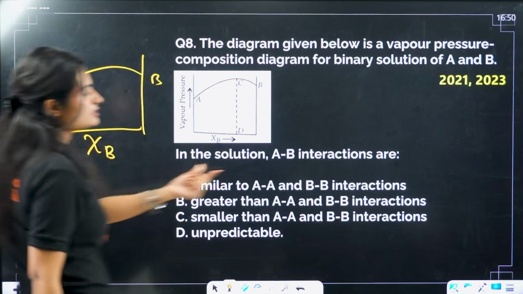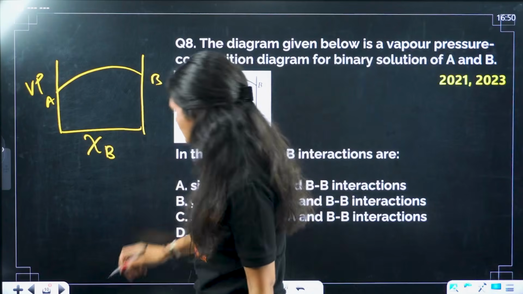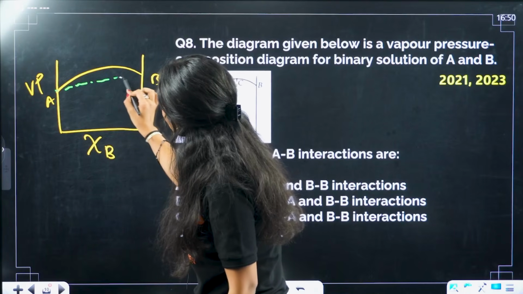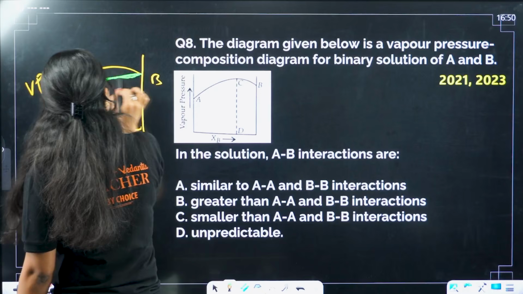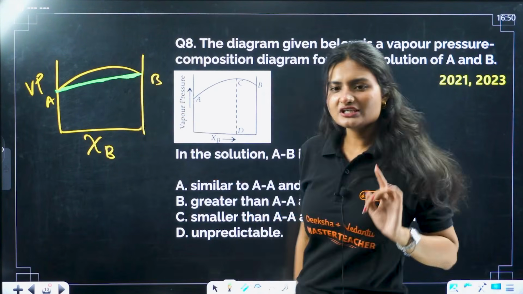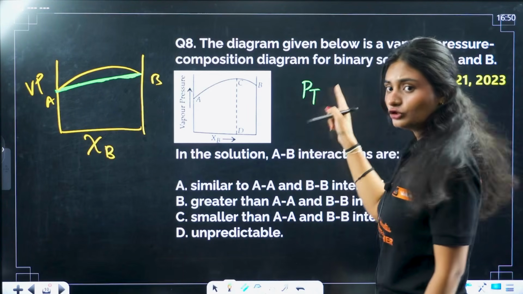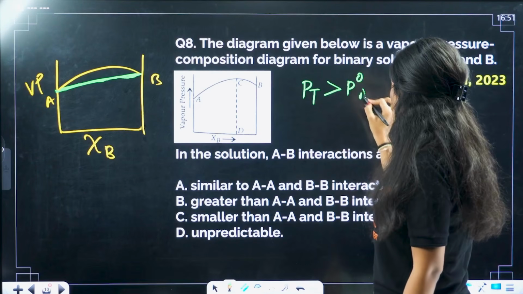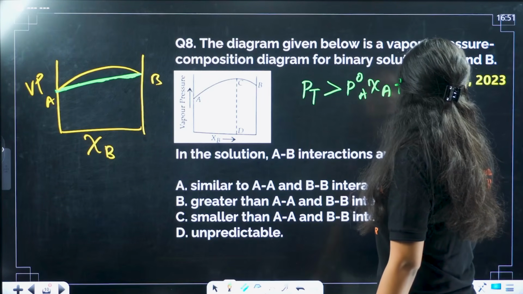You need to tell me, is it showing positive deviation or negative deviation? What kind of interactions are there actually? As you can see, ideally it should have been like this. I'll just draw it straight away. Ideally it should have been like this, but it is slightly upward, right? What kind of thing is that? That means the total pressure of the mixture of A and B is greater than the sum of the partial pressure of A and the partial pressure of B.